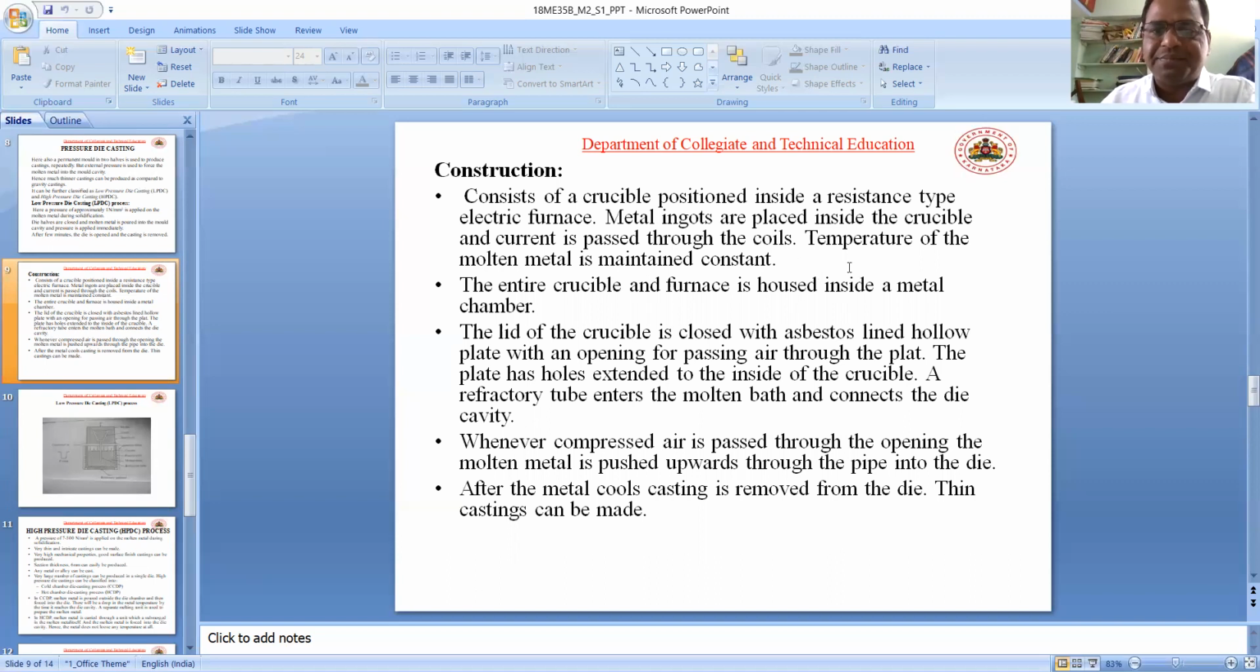The entire crucible and furnace are housed inside the metal chamber. The lid of the crucible is closed with an asbestos lined hollow plate with an opening for passing air through the plate. The plate has holes extended to the inside of the crucible. A refractory tube enters the molten metal bath and connects to the die cavity. Whenever compressed air is passed through the opening, the molten metal is pushed upward through the pipe into the die. After the metal cools, the casting is removed from the die. Thin castings can be made.